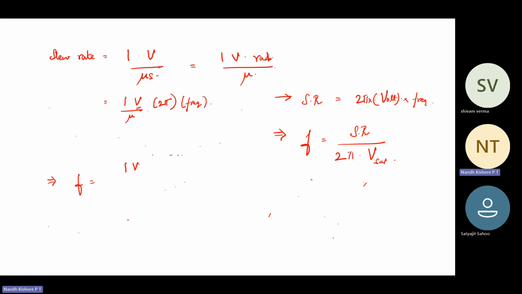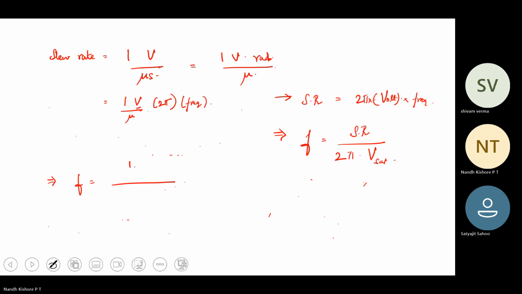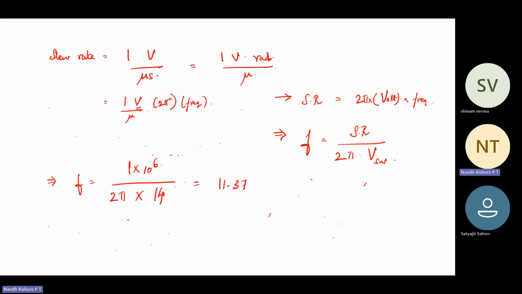So F is basically 1 volt per microsecond, which if I convert the micro, gives 1 into 10 power 6, divided by 2 pi into Vsat, which is 14 volts. So what do you get now? You will be getting around 11.37, that is, about 11.37 kilohertz.